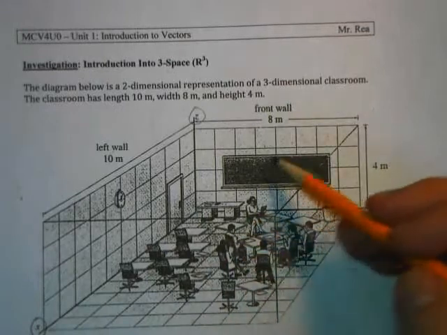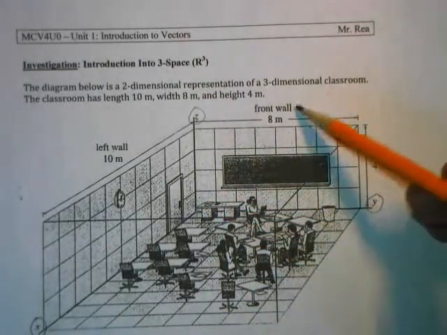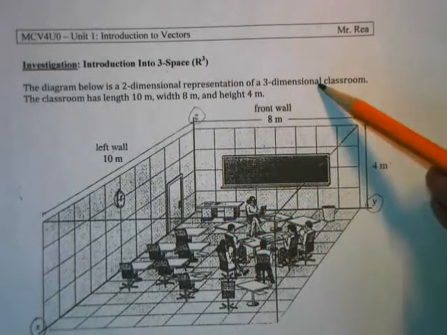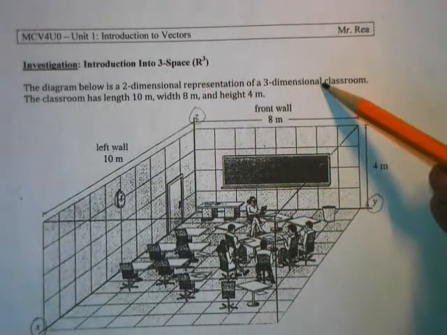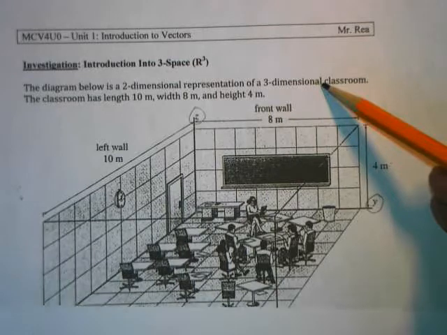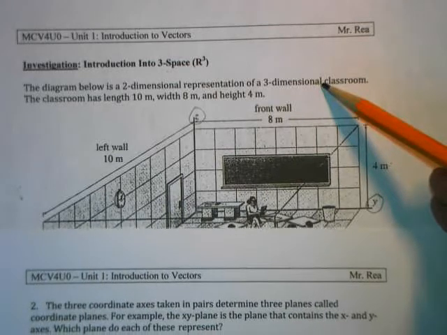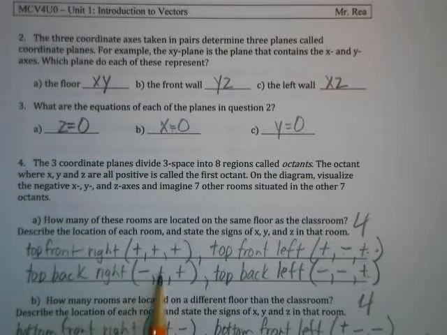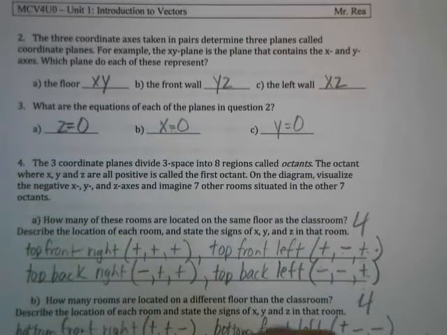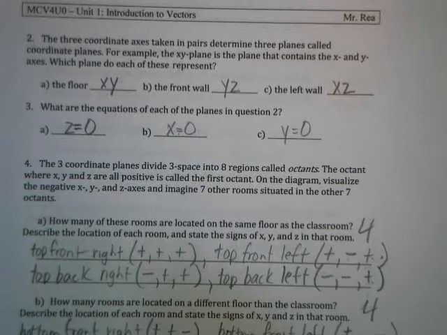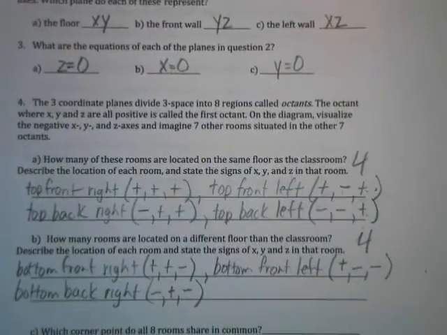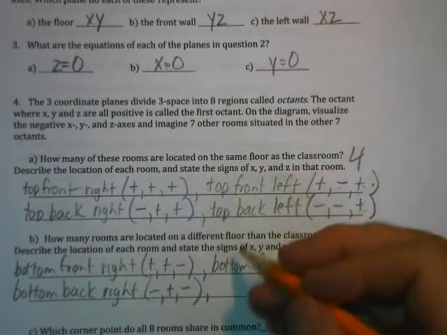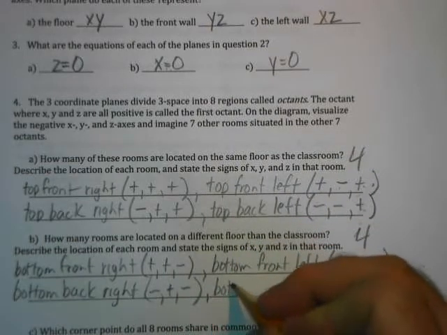Our next room would be, instead of top, back, right, we've got bottom, back, right. That would be the room that's directly below the room that's back behind the front wall here. So it's still on the right side, it's at the back, and it's at the bottom. So the x and y coordinates remain at negative, positive, but now the z coordinate becomes negative because it's a floor below.